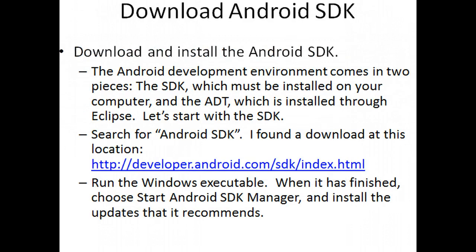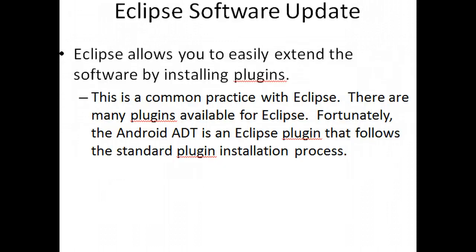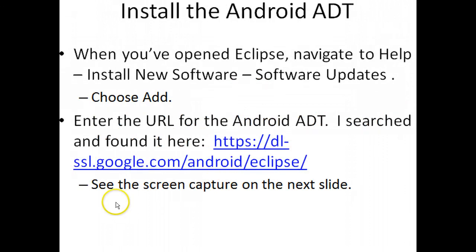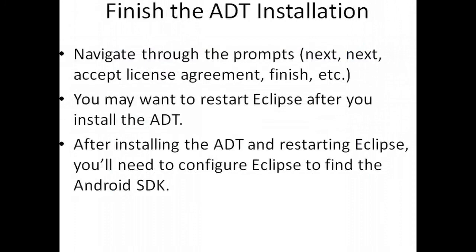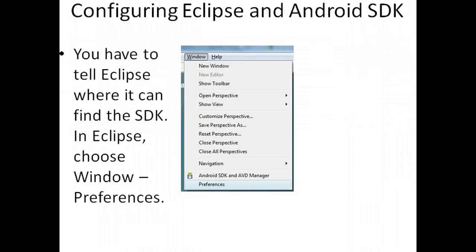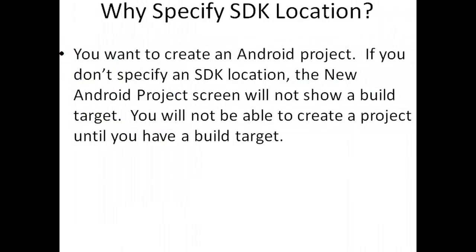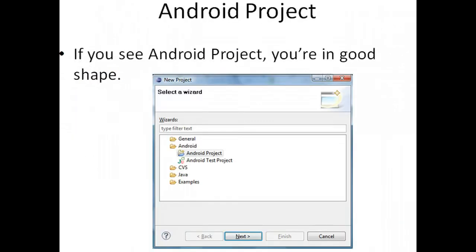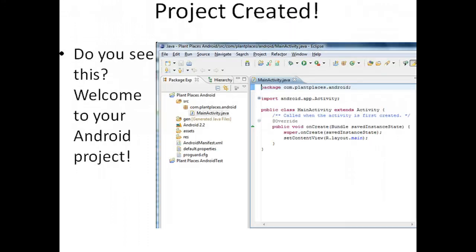download and unzip Eclipse, download and install the SDK, the Android SDK, run Eclipse, choose a Workspace directory, go into Eclipse Software Update and install the ADT. That'll take us through a few steps, and then it will prompt us to restart. After we restart, go to Windows Preferences, tell the ADT where to find the SDK, and then choose a new project. Choose an Android project or an Android sample project, whichever you prefer. Go through a few steps to start that up.